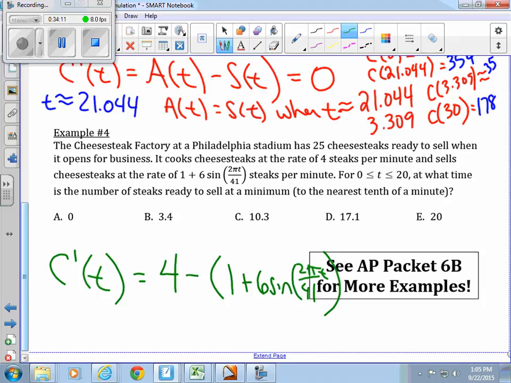Good question. Where does the plus 25 come into play? Remember me telling you, even if they don't ask you for the original, you need to think about it. Do I need to think about the original here? And what is the original? 25 plus... That's the derivative.